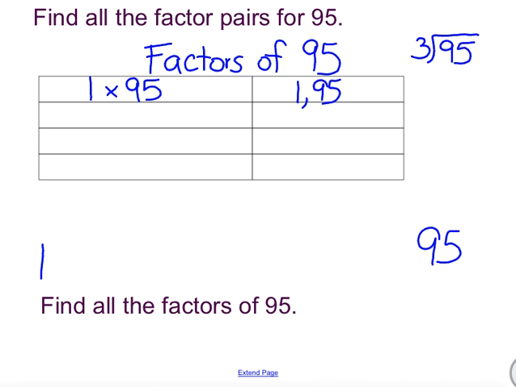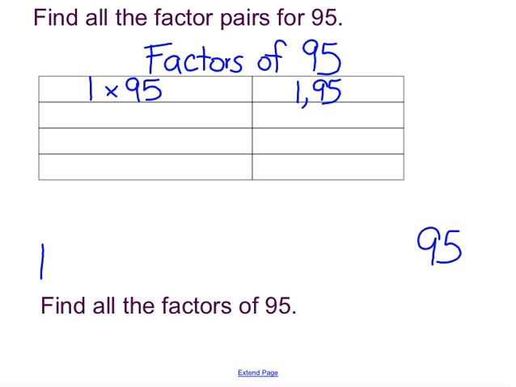3 goes into 9 3 times. 3 times 3 is 9. Subtract, bring down. 3 goes into 5 once. 1 times 3 is 3. Subtract, have no more to bring down. So it's 31 remainder 2. So 3 is not a factor. Okay, so I'm just going to erase that because this is going to be my show work area.